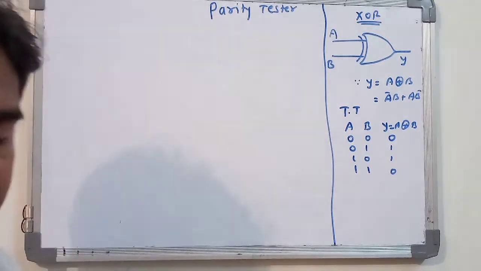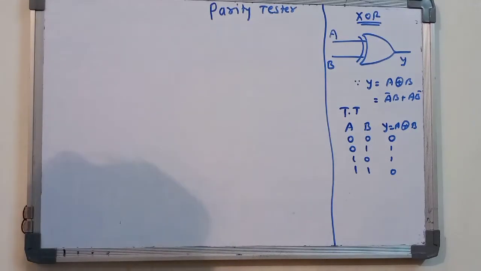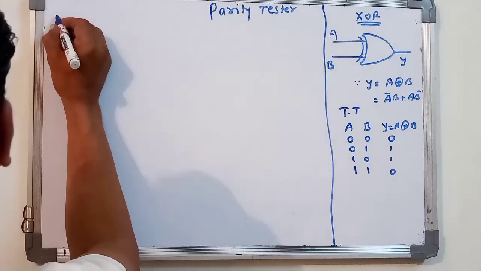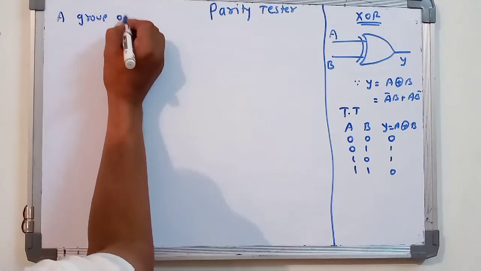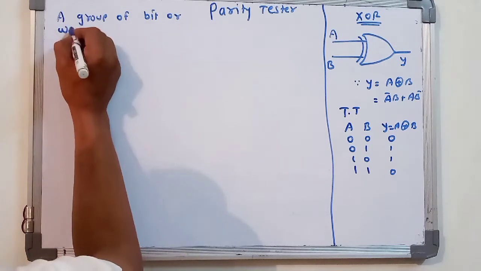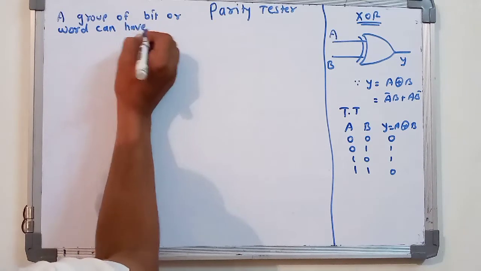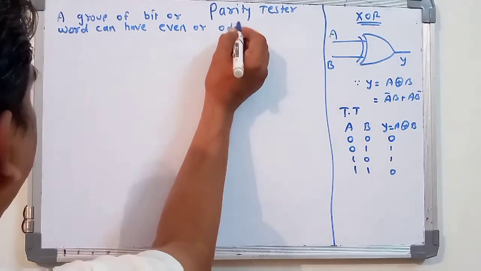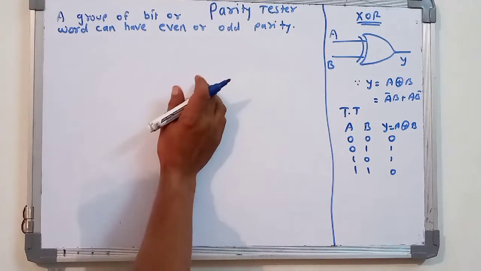Now this parity tester is nothing but a group. You may write down the definition also. A group of bits or a word can have even parity or odd parity. Even parity or the odd parity.